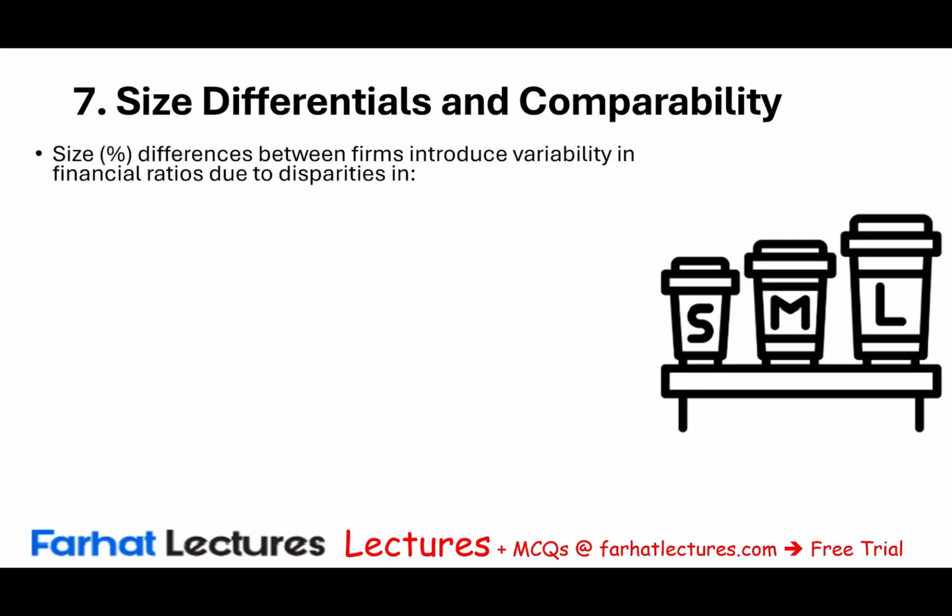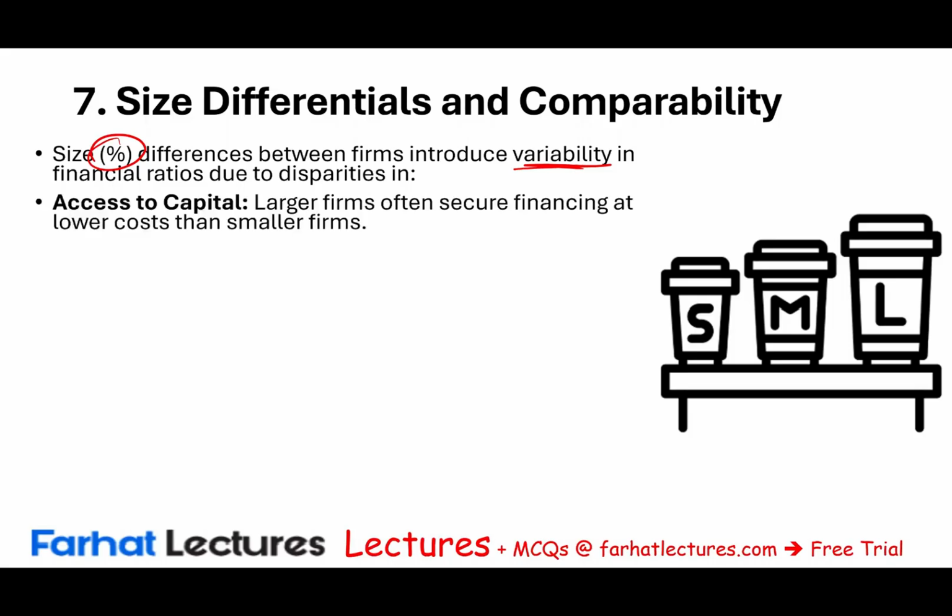Now, we learn in common size financial statements that if you use percentages, size is out. Nevertheless, size affects you in other ways. So size differences between firms introduce variability in financial ratios. Why? Again, when you compare everything in percentages, you can compare them from a numerical perspective, but in actuality, they are not comparable. Why? Because larger companies have better access to the capital market. Because they're larger, they can secure financing at a lower cost. So if a company is a multi-million or a multi-billion dollar company, they can borrow money at a lower cost than a smaller company, which would do what?